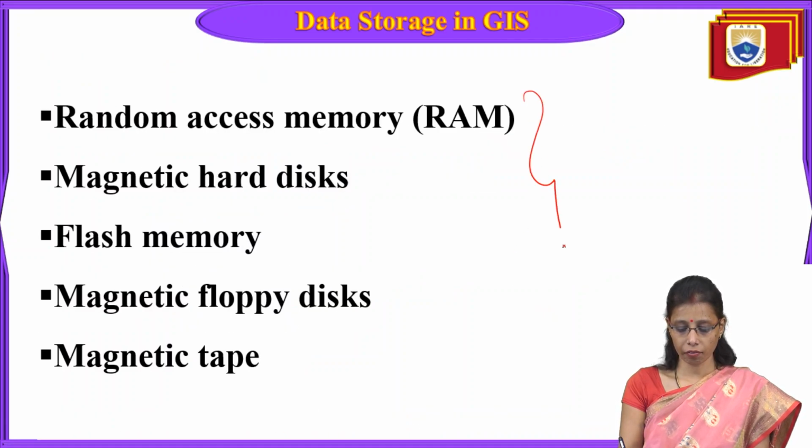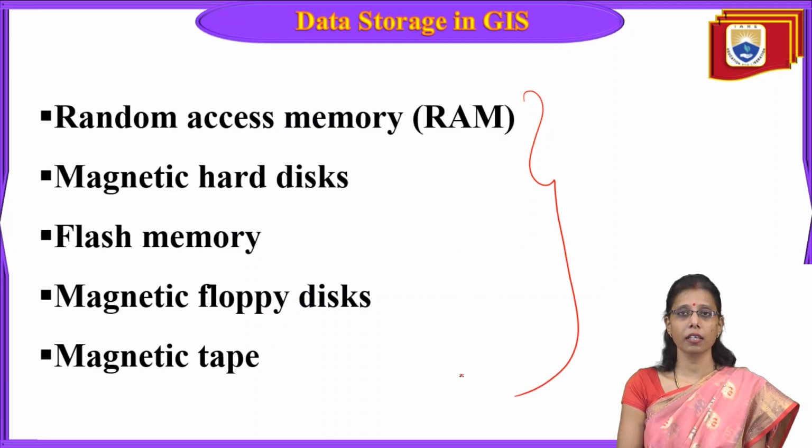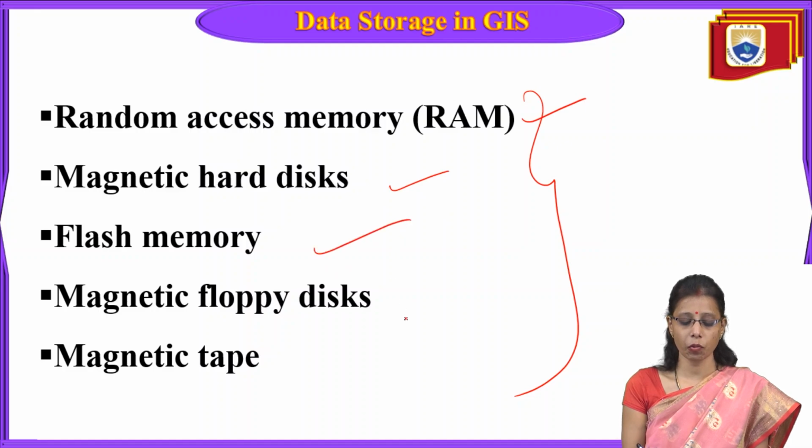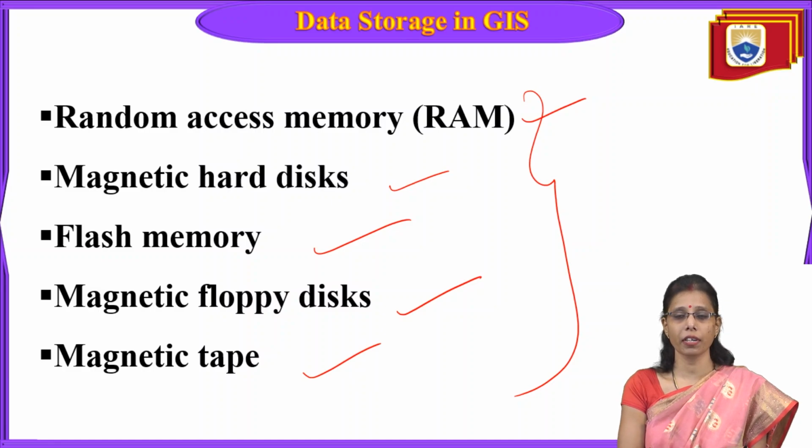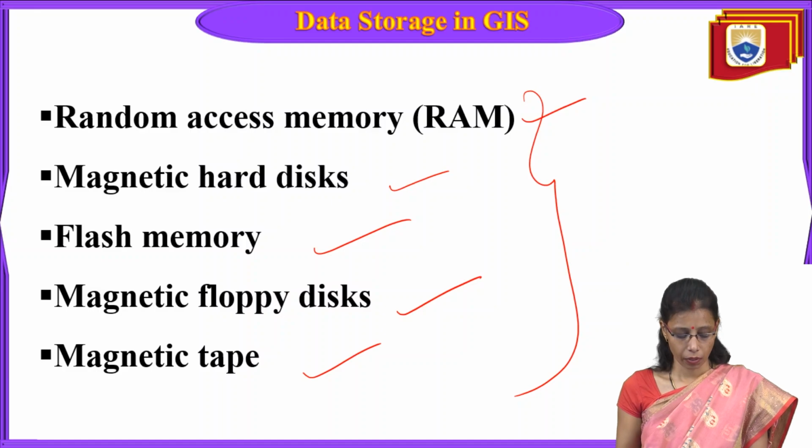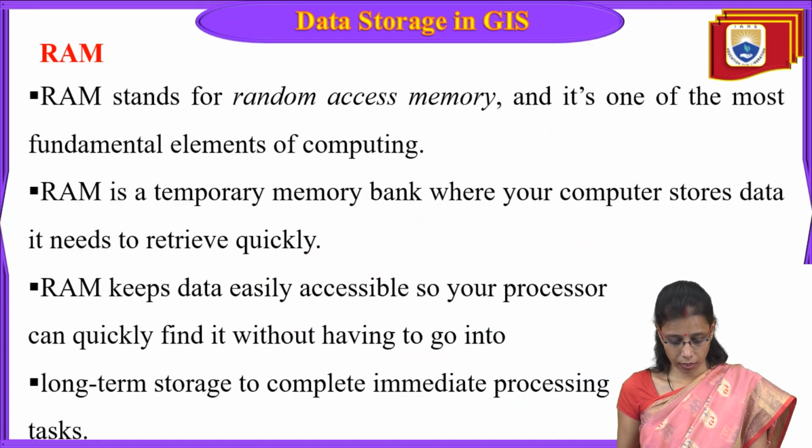Now these are the different devices where the data can be stored in the system. The different storage devices we have are random access memory, RAM, a magnetic hard disk, flash memory, a magnetic floppy disk, and magnetic tape. These are all different kinds of storage devices where the data can be stored or saved. Okay, so when you talk about RAM, what is RAM here?